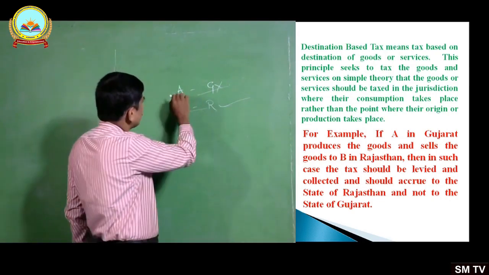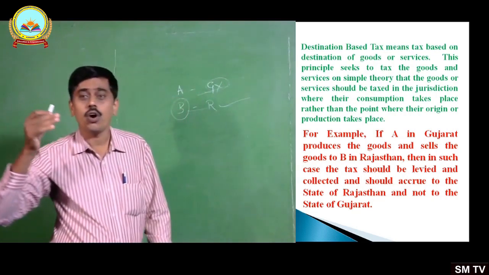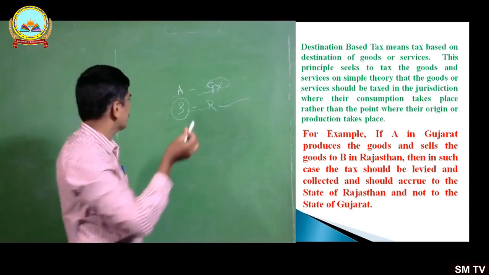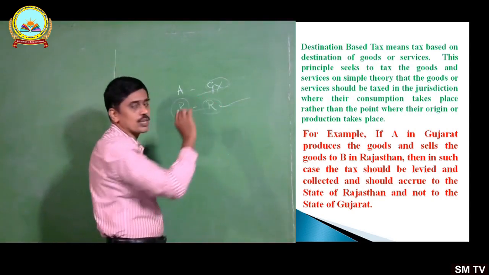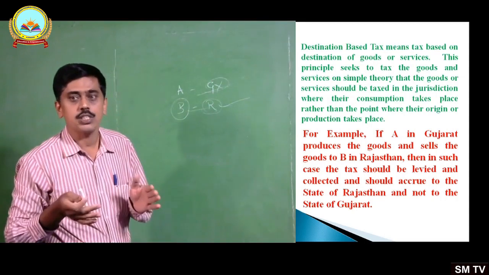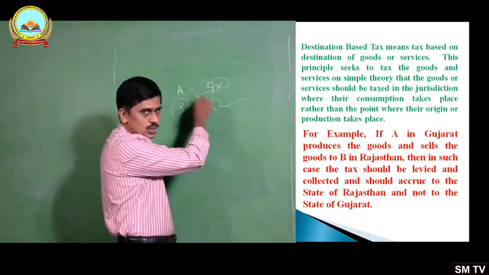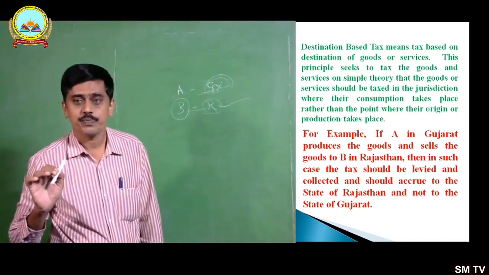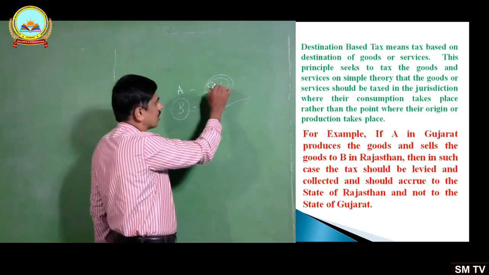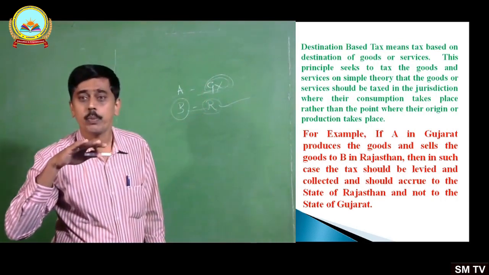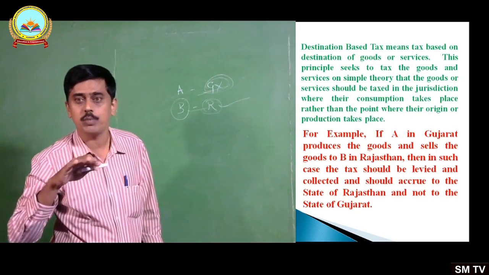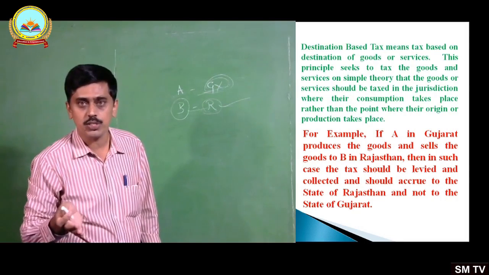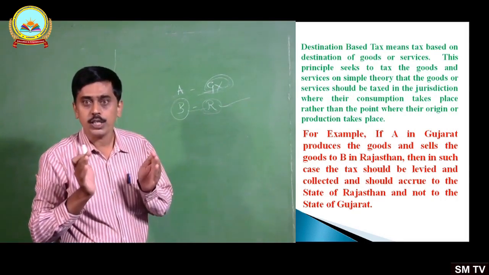If it is taxed in Gujarat only, it becomes origin based tax or production based tax. Consumption takes place in Rajasthan, so collect the tax in Rajasthan. Then it is destination based tax. If you tax it in Gujarat only, or if it becomes revenue to the Gujarat government, then it is production based tax or origin based tax. Forget about that. We are more concerned with destination based tax. I hope you got it.